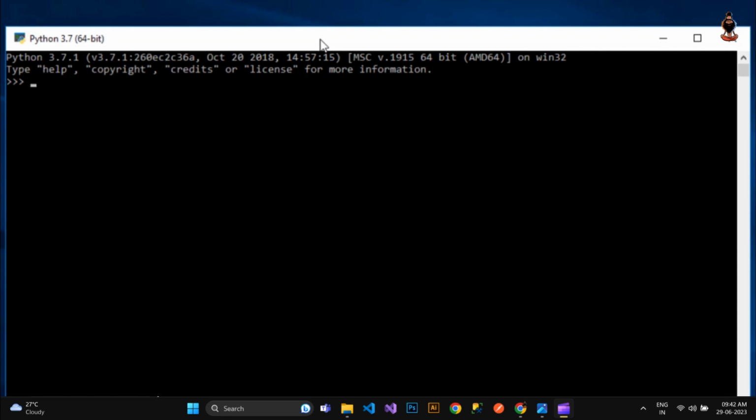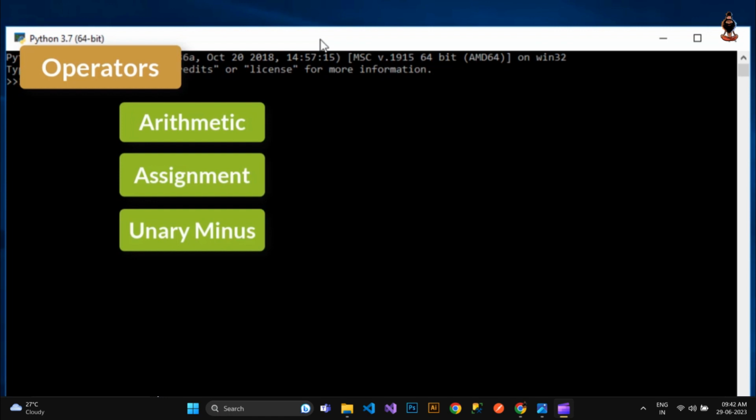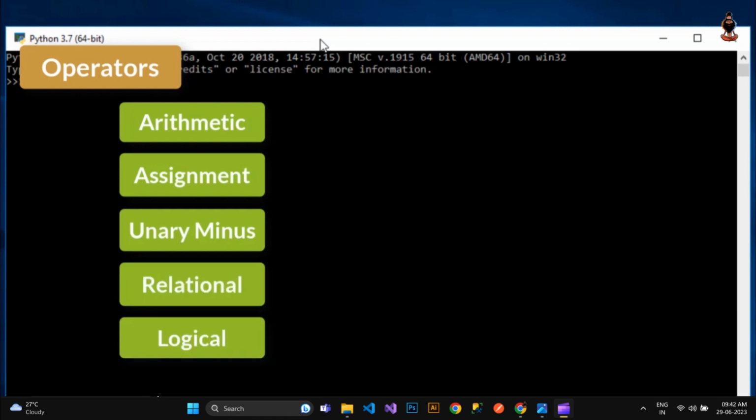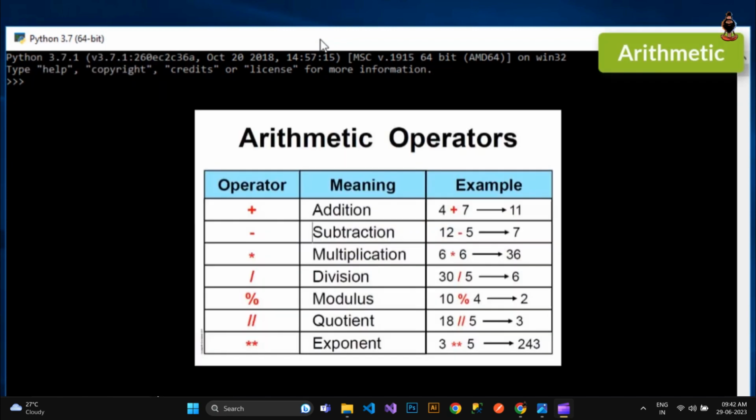If I divide operators into types, we have arithmetic operators, assignment operators, unary minus operator, relational operators, logical operators, and the last one is Boolean operators. So these are the types of operators and we can understand them one by one. Arithmetic can be something related to plus, minus, that is addition, subtraction, multiplication, division and so on. So let us perform that and get an understanding of arithmetic operators.